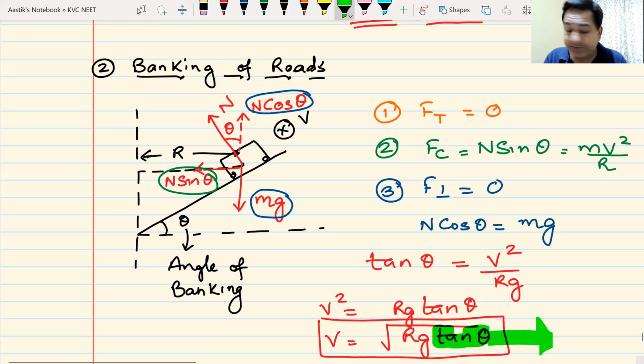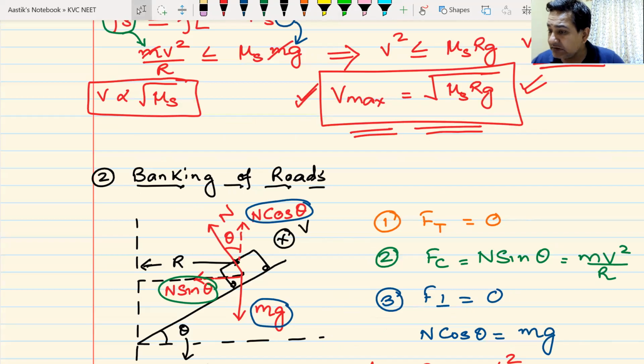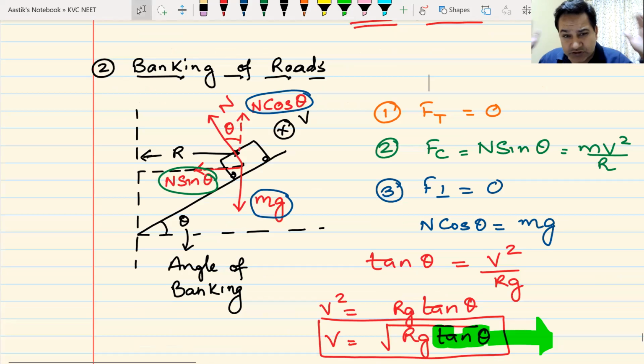This tan theta has replaced the value of this mu s. Mu s has been replaced by tan theta. That is the difference between the two answers, and you just have to remember one. You should be able to make out the second. Just draw the diagrams. You may not write, I have described the entire process. You just have to remember the final answer.